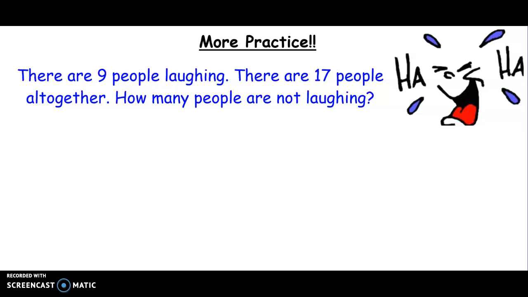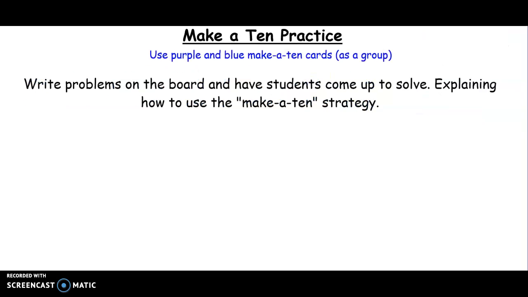All right, here's another one. I'm going to let you do this one on your own, so pause the video. See if you can figure it out. All right, so you're going to use those purple and blue Make a 10 cards that we practiced with a couple days ago, maybe it was last week, with your homework helper or your substitute, and want you to practice those cards. So maybe have your homework helper write it on a separate sheet of paper and then you figure it out, or just flip through those cards and do some quick review.